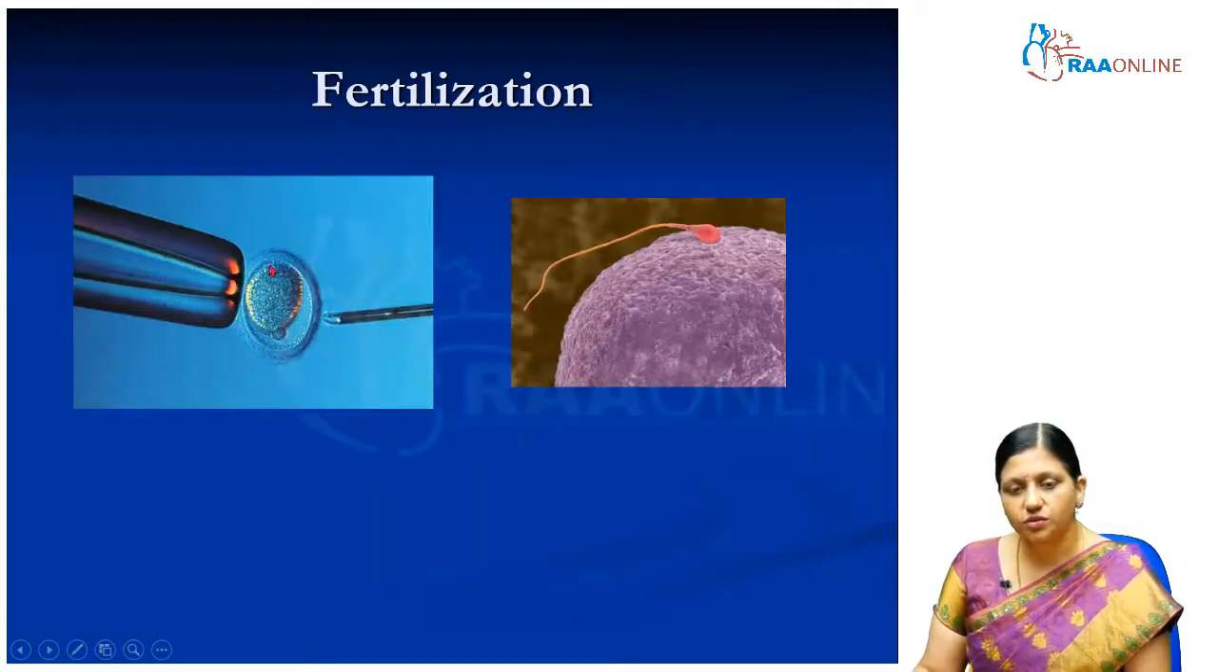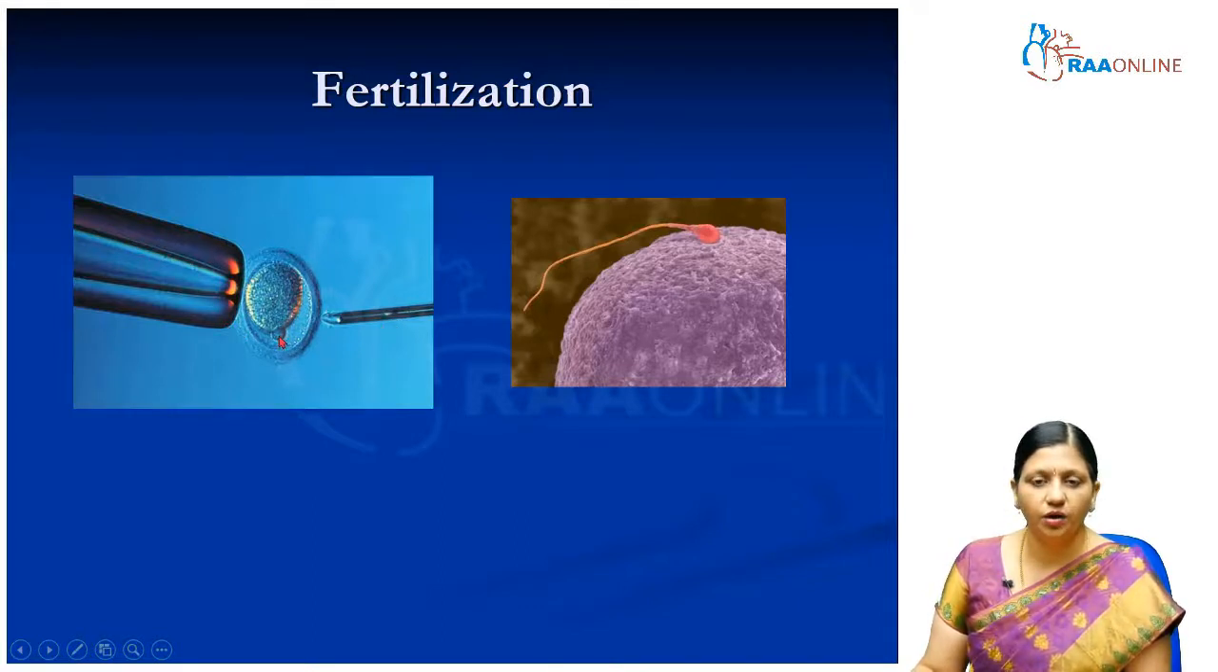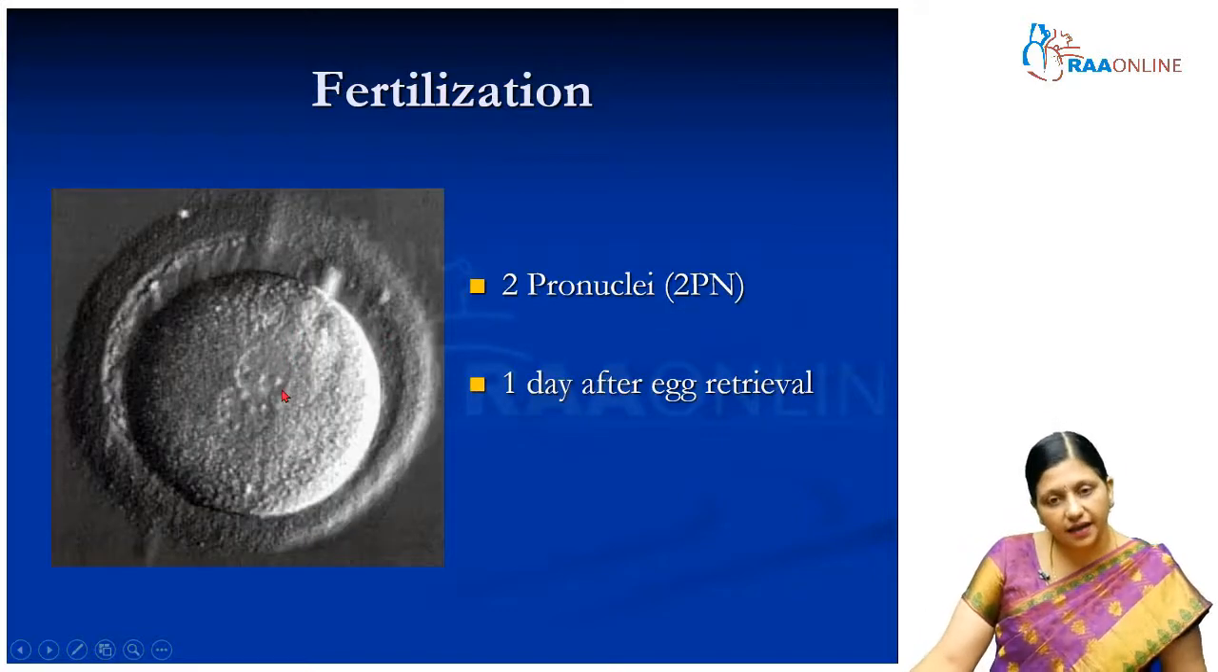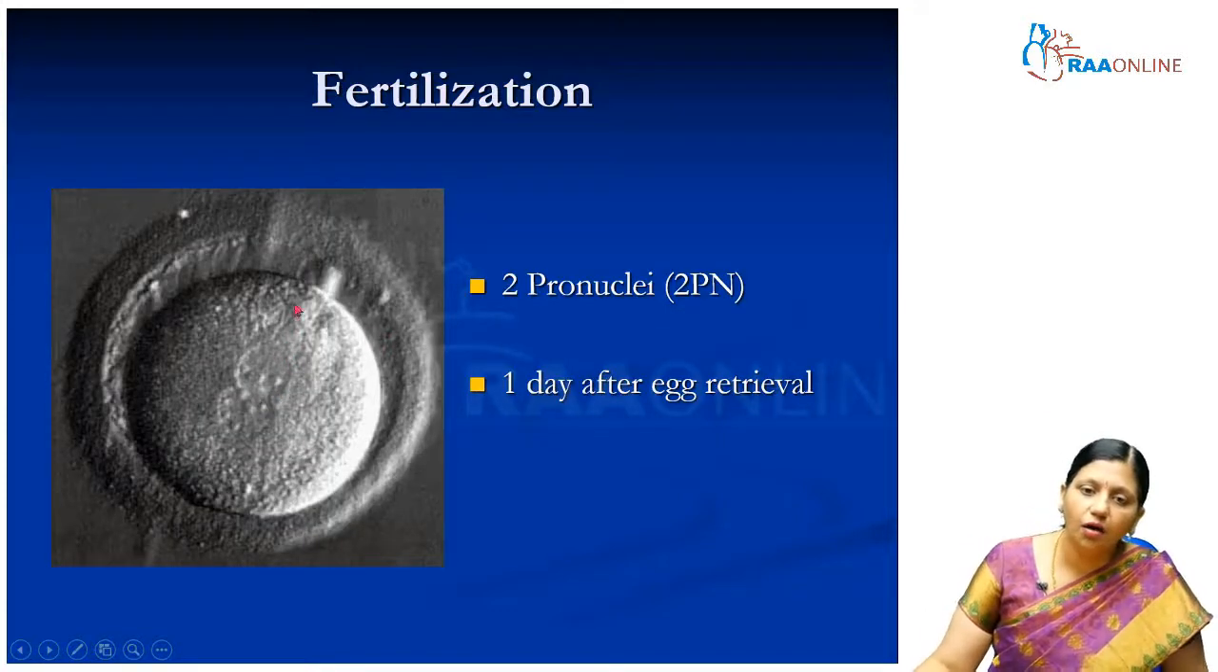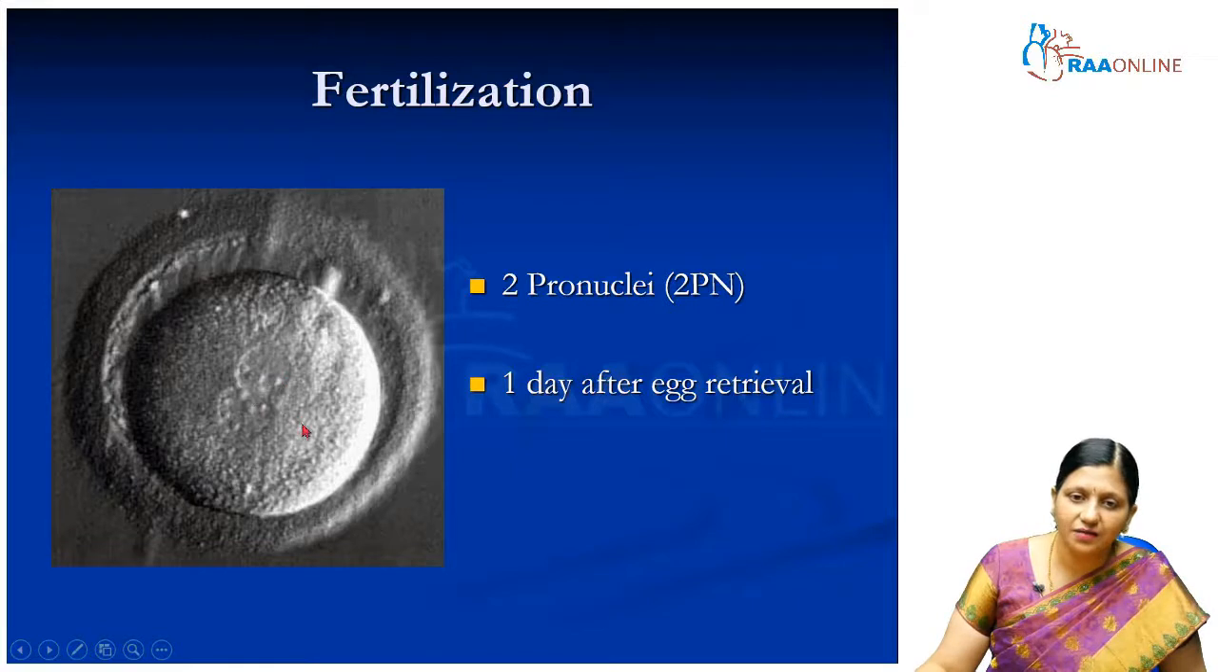Now after this, the cumulus cells are removed from the oocyte, and it is held with the help of an oocyte holding pipette, and this is the sperm inside the sperm injection pipette. The polar body is placed at 12 o'clock position, and usually at 3 o'clock position the sperm is injected inside. This is the day 1 embryo, 24 hours after the ICSI.